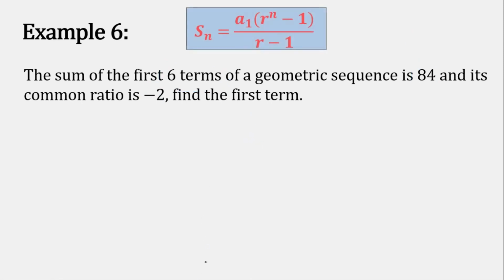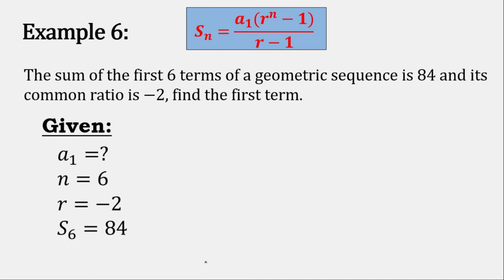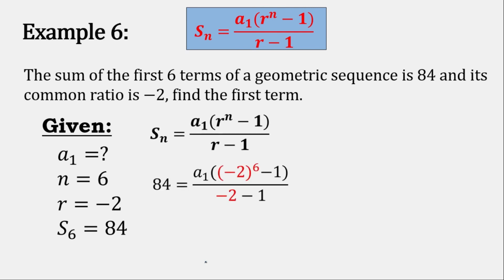So let's now write all the things that are given. So that's our given. Then all we need to do is to substitute that on the formula, leaving a sub 1 as our variable, our missing variable. So let's solve for the value. Let's simplify the equation. So we have negative 2 raised to 6 is 64 minus 1.